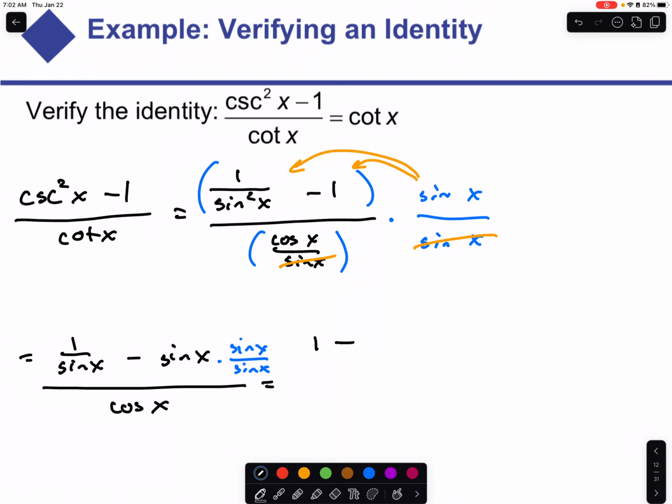So then we have, on top, a sine squared. That's going to help us a lot. Both denominators are a sine of x. So now our new denominator is going to become this sine of x, and if we multiply by the reciprocal, we're also going to have cosine of x. So now what? We have that sine squared plus cosine squared equals 1.